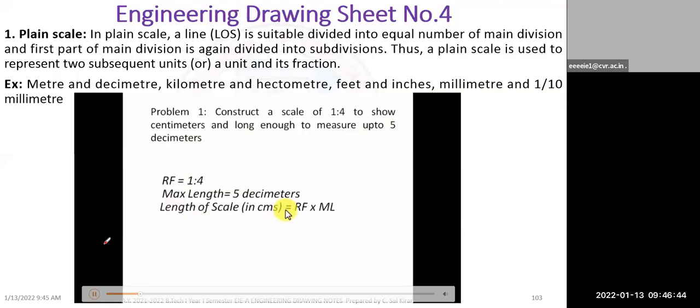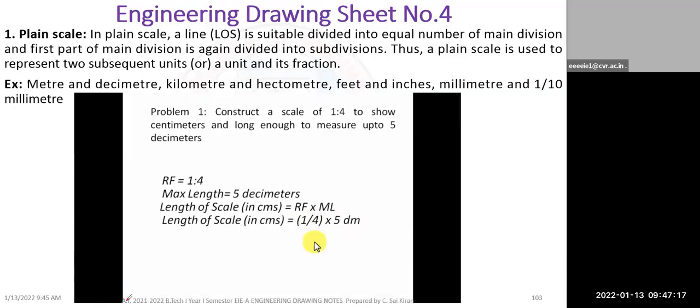Now, length of scale is given by this formula, that is RF multiplied by maximum length. So we have RF as 1/4 and maximum length as 5 decimeters. Let's put in all these values. RF has no units, and maximum length has a unit, decimeter. If you do this calculation, 5 divided by 4 works out as 1.25 decimeters. But unfortunately, the issue is the scale that we have is a centimeter scale.